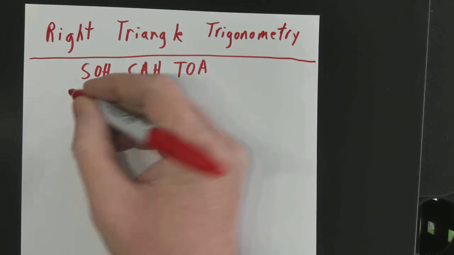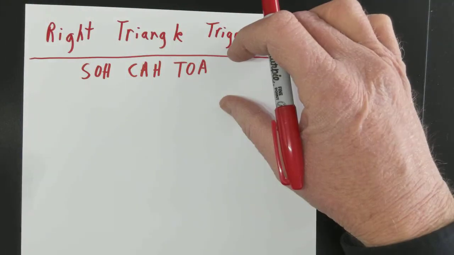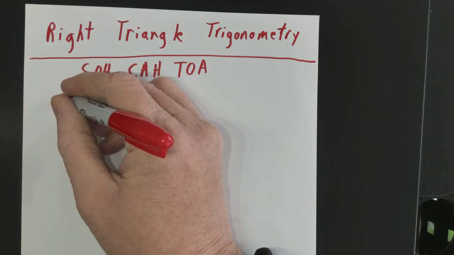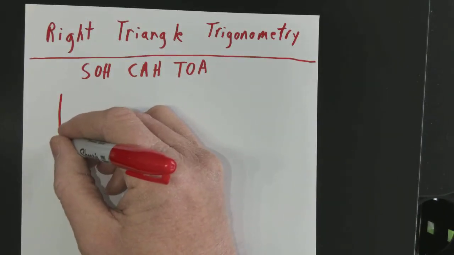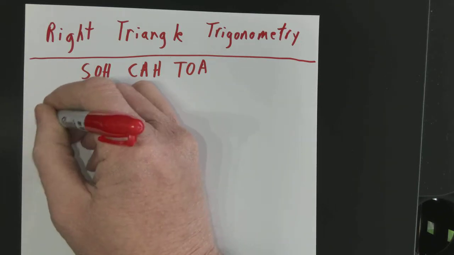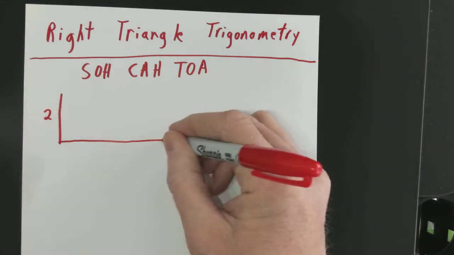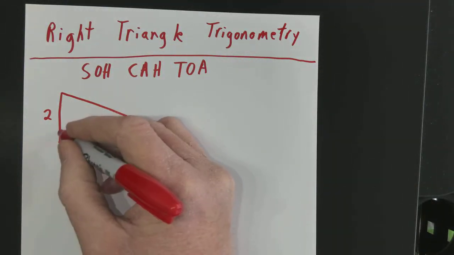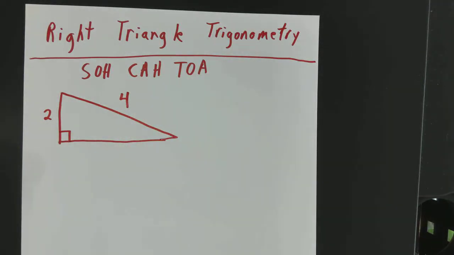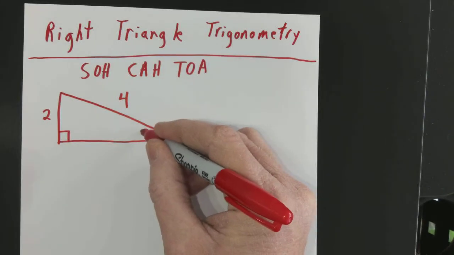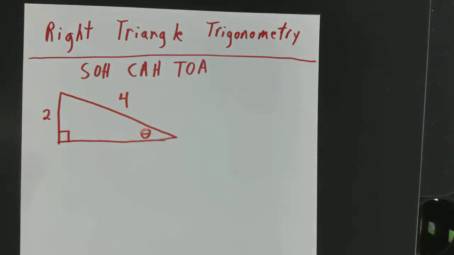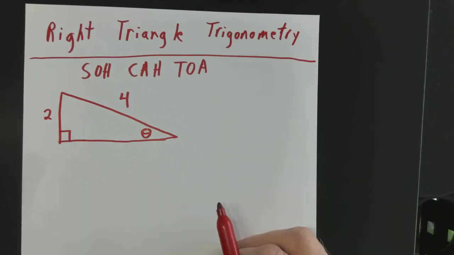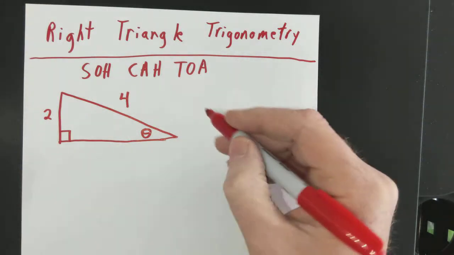Okay. So, I'm not going to review that much with you. Let's just start with a triangle, I should say. Let's suppose that I got a side here, a leg of a right triangle that's 2 units long, and the hypotenuse is 4 units long, and I'm going to put an angle right here called theta, which we'll be using a lot. Now, we're going to find some trig functions, just using the SOHCAHTOA.